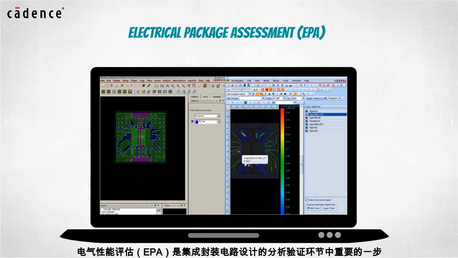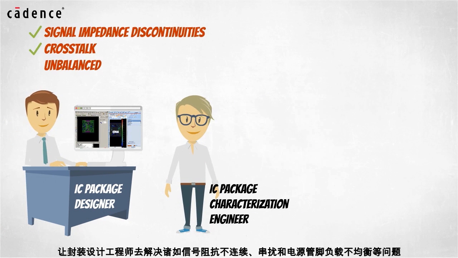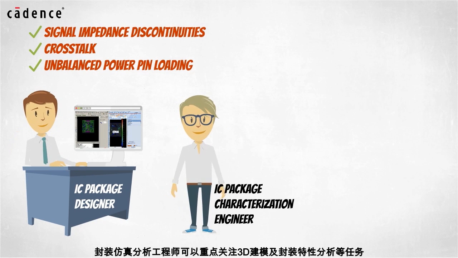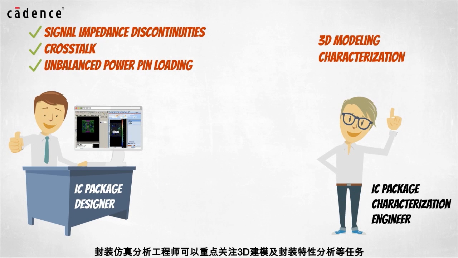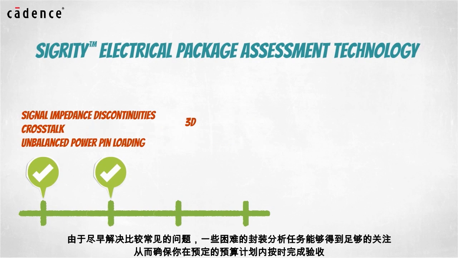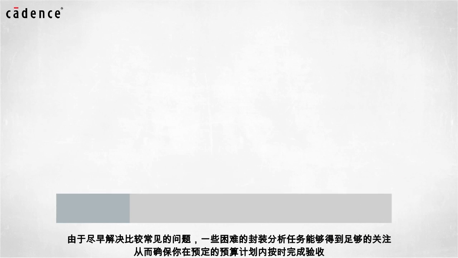Electrical package assessment is an important step in an IC package design sign-off methodology. By enabling IC package designers to resolve signal impedance discontinuities, crosstalk, and unbalanced power pin loading conditions, the IC package characterization engineers are allowed to focus on more demanding 3D modeling and characterization tasks. With these tasks completed earlier, the difficult IC package analysis tasks can be given proper focus. You can complete the sign-off process on time and in budget.